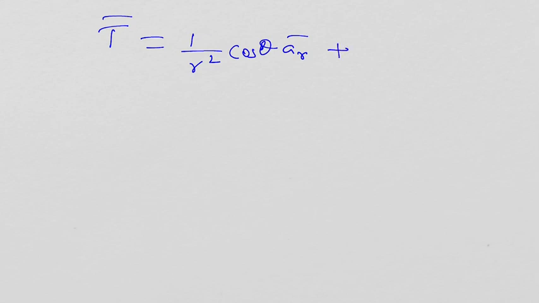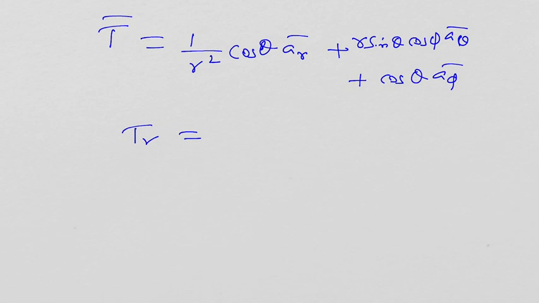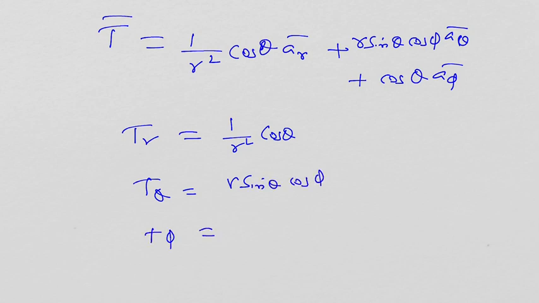Similarly, the last one will be, for example, I just take a vector which is given in the spherical coordinate system. It is specified as 1 by r squared cos theta a r component, and r sin theta cos phi along a theta, and cos theta a phi. So you will have T r, which is 1 by r squared cos theta, T theta, which is equal to r sin theta cos phi, and T phi, which is equal to cos theta. What is the formula to compute del cross T vector? Which is 1 by r squared sin theta, isn't it?